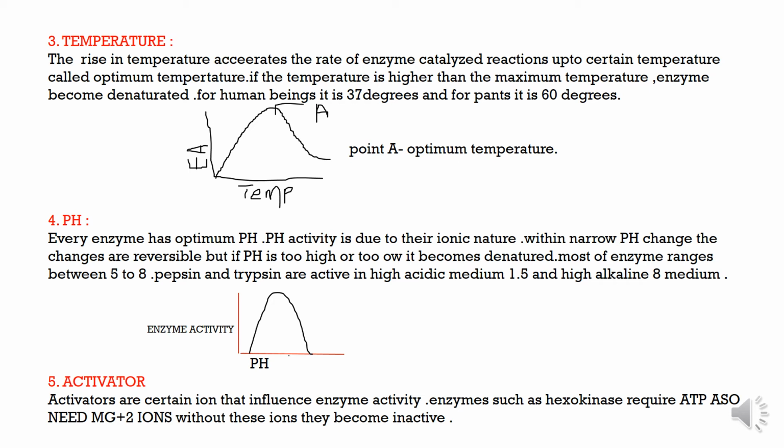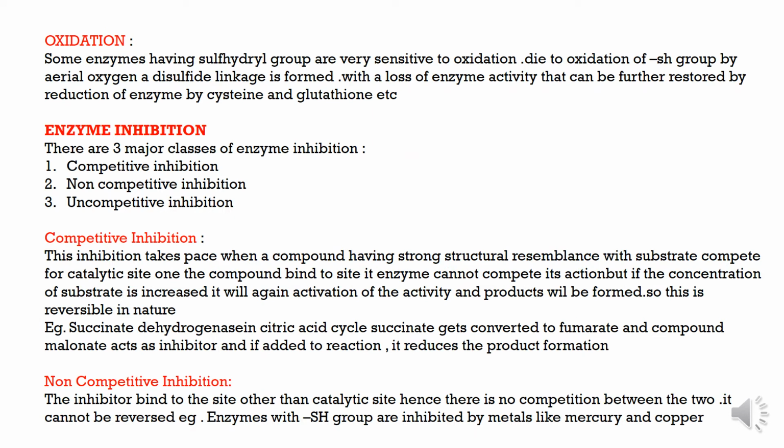Activator. Activators are certain ions that influence enzyme activity. Enzymes such as hexokinase require ATP and need Mg2+ magnesium ions. Without these ions, they become inactive. Oxidation. Some enzymes having a sulfhydryl group are sensitive to oxidation, due to the oxidation of the SH group by oxygen. A disulfide linkage is formed with a loss of enzyme activity, which can be restored by reduction of the enzyme by cysteine and glutathione, etc.